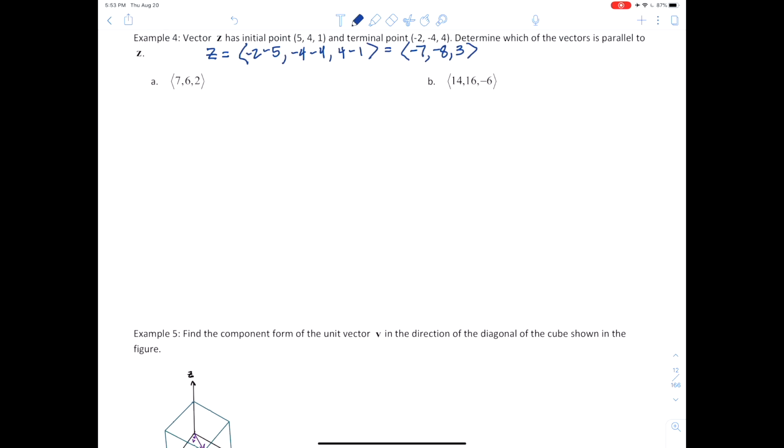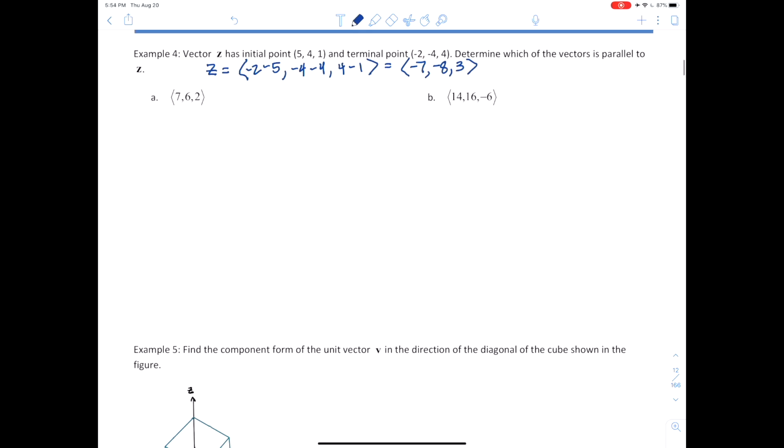So, what do you think? Is there something you can find? Well, it's really kind of a system, right? It means 7 times c would have to equal negative 7. 6 times c would have to equal negative 8. And then 2 times c would have to equal 3.